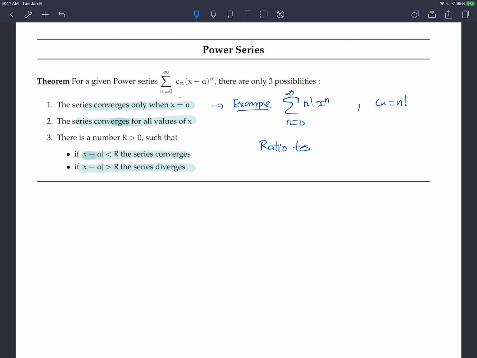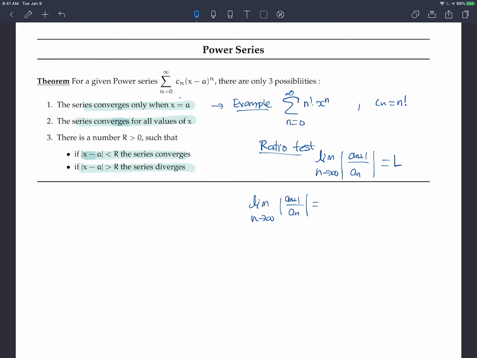The ratio test says that this series will absolutely converge if we take the limit of the an plus 1 term divided by the an term in absolute values, and we call that L. If L is less than 1, the series converges. If L is more than 1, the series diverges. So on this one, if I use the ratio test, using x as still a variable, I will have the limit when n goes to infinity of the an plus 1 term over the an term.